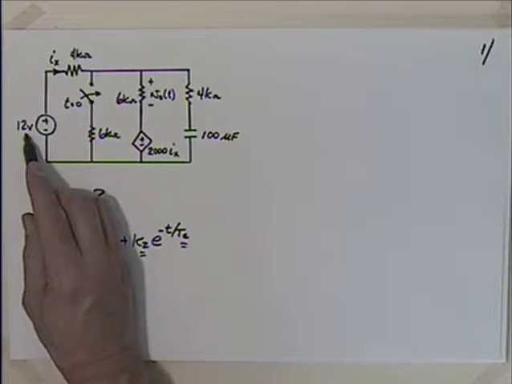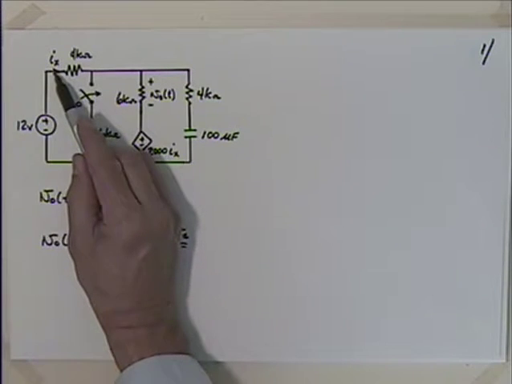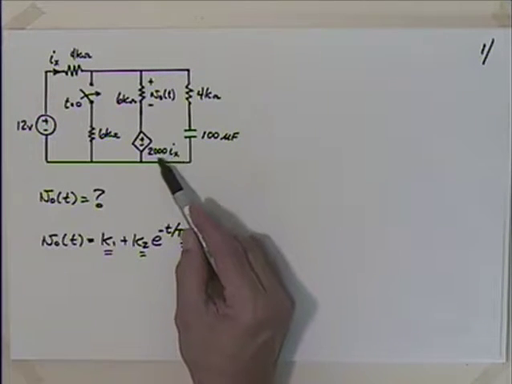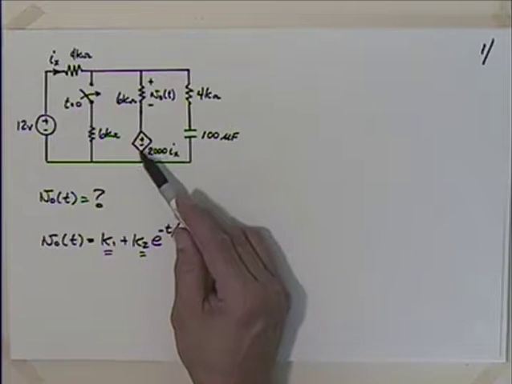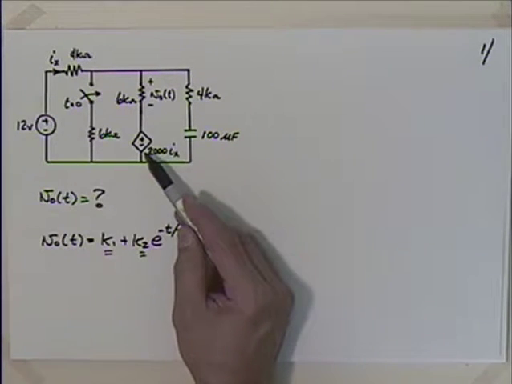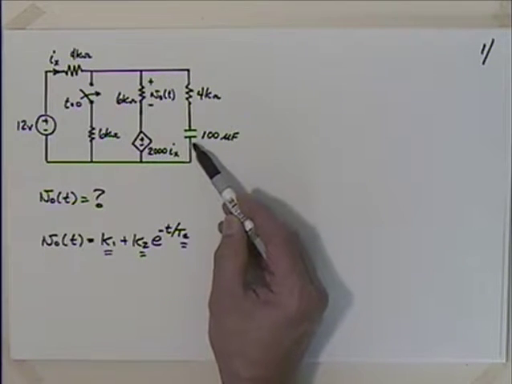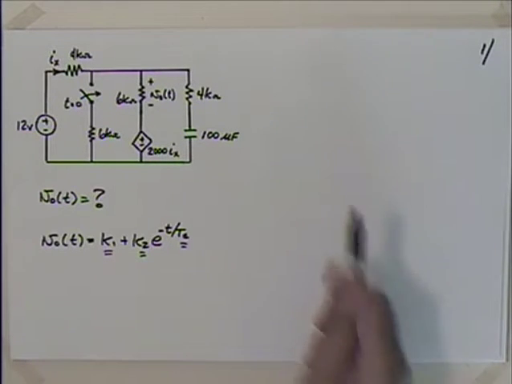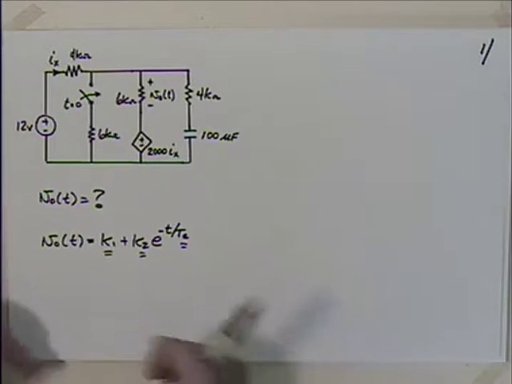Now the stipulation for this equation is a constant forcing function. So this is a constant value. Presumably that would give a constant current here. So this Ix, 2000 Ix, that's also going to be constant. So these sources are constant. We only have one energy storage element, one capacitor. So I think we should be okay with this.